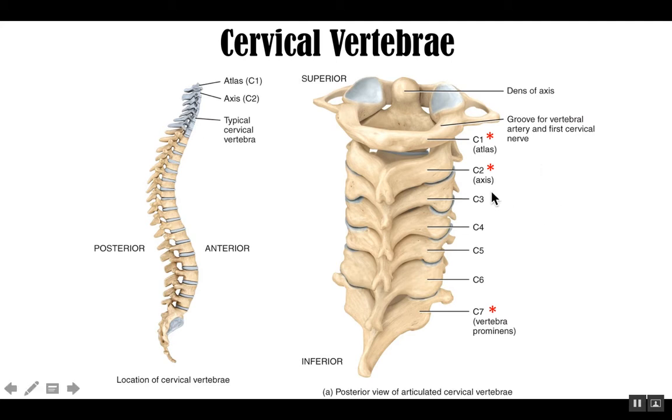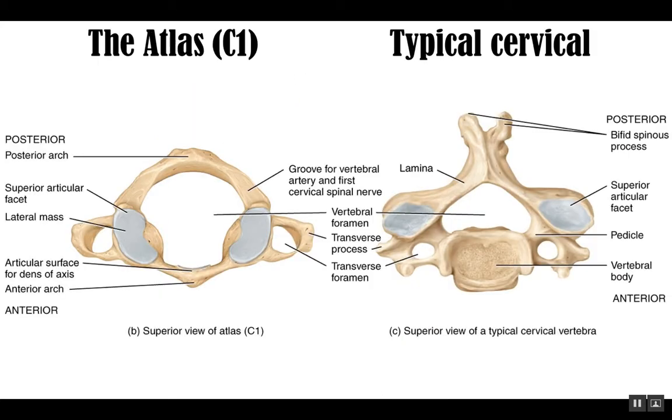If you look at the next 4, C3, C4, C5, and C6, they're going to look very similar. We call those the typical cervical vertebrae. Then you get to C7, and it has a name, vertebra prominens, because of this very prominent spinous process. And that prominent spinous process can be palpated on the surface of the body to better identify where C7 is located. Let's look at a little more detail with the atlas, a typical vertebra, and then we'll look at the axis.